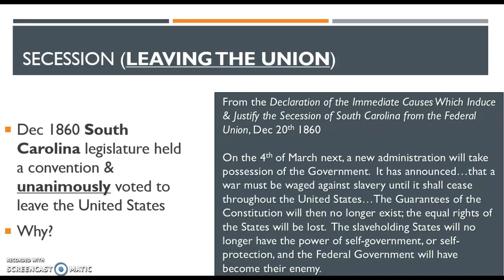According to this convention, they wrote their Declaration of the Immediate Causes, which induce and justify the secession of South Carolina from the federal union. Their document declaring their independence and why.